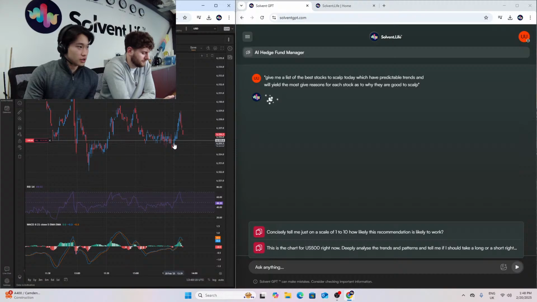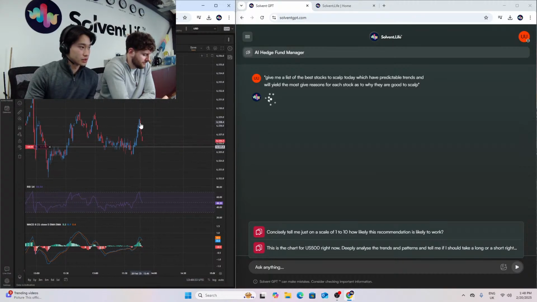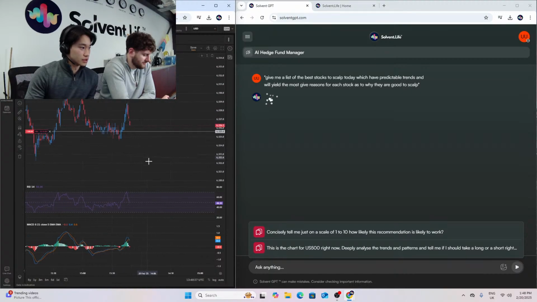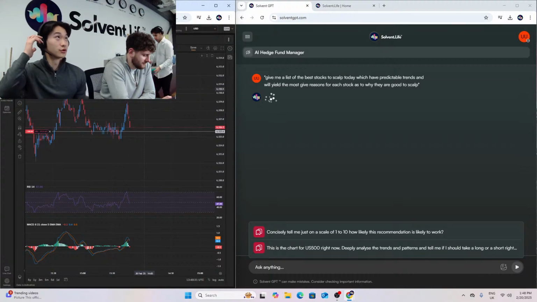Yeah, so we saw a quick pullback here. There's a reversal coming down, and we should see our trade come to fruition.